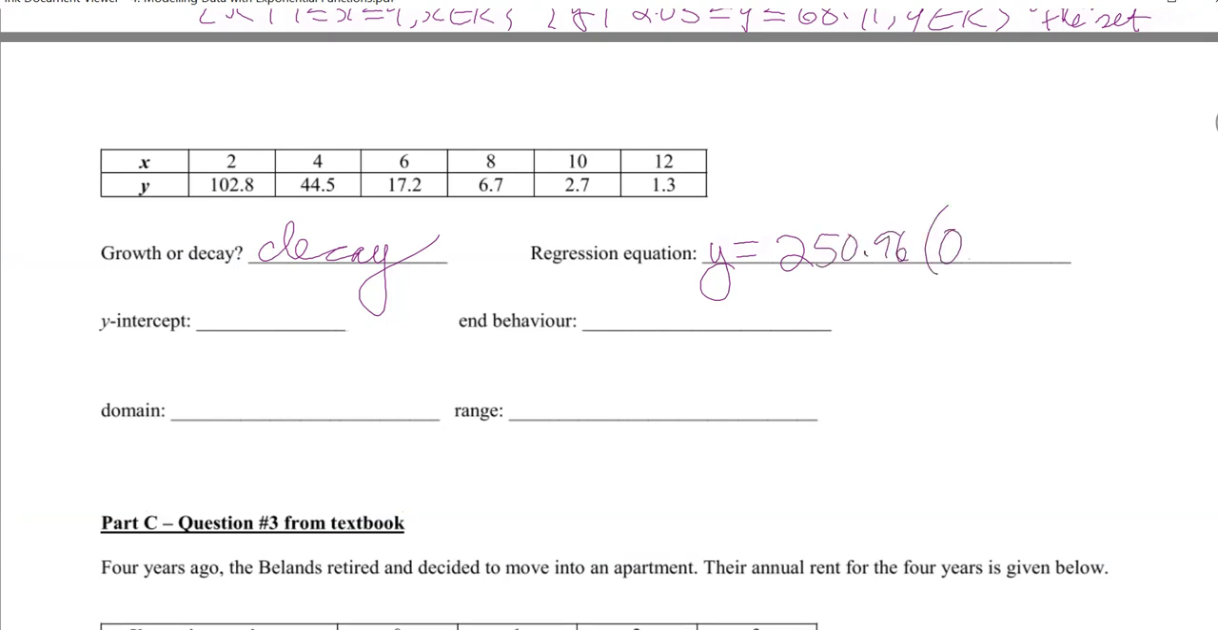So y is equal to 250.96 times 0.64 to the x. If I was just looking at this, I would say that's exponential decay, because it's less than 1. What's the y-intercept? 250.96. So the y-intercept is the value of a. It's 250.96.